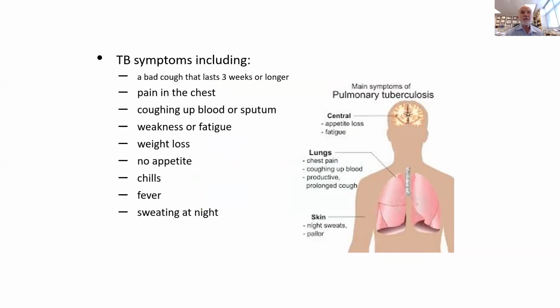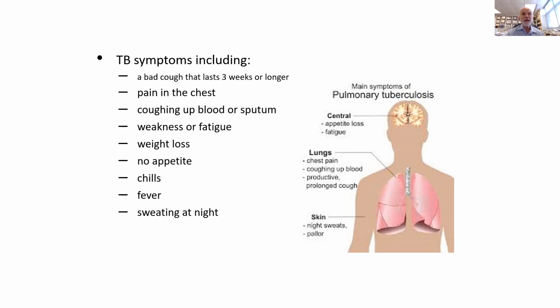TB symptoms: a bad cough, especially if it's chronic, 3 weeks or longer, pain in the chest, coughing up blood, tiredness, weight loss, decreased appetite, sweating at night, fevers. Usually the fevers are low grade. They're 100, not 102 or 103 like you'd see with bacterial infections, but they're low grade. But those are the symptoms.